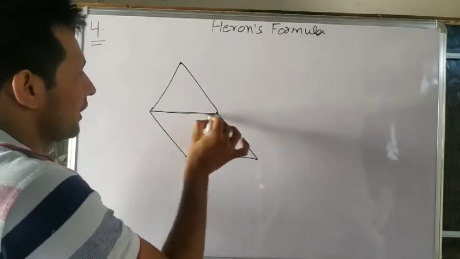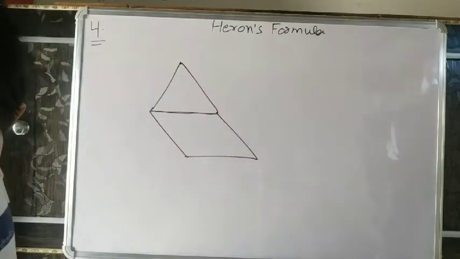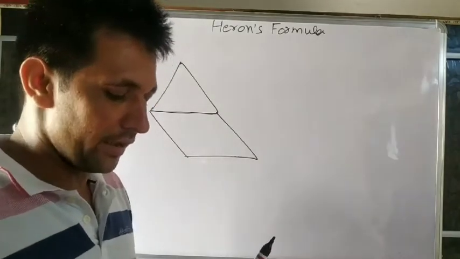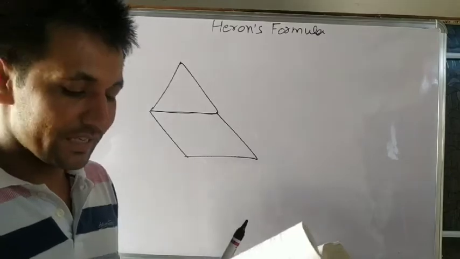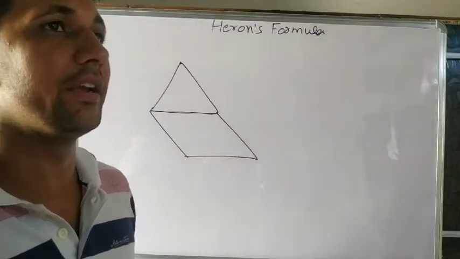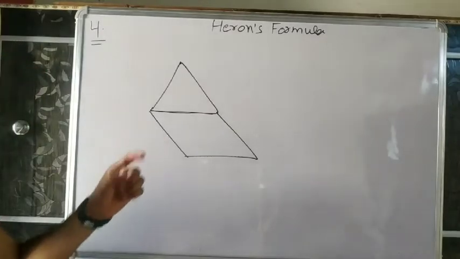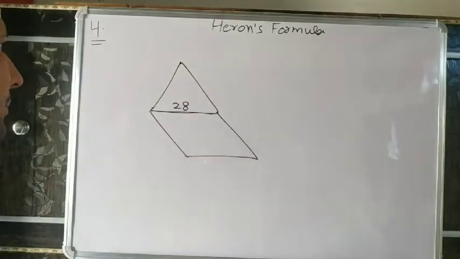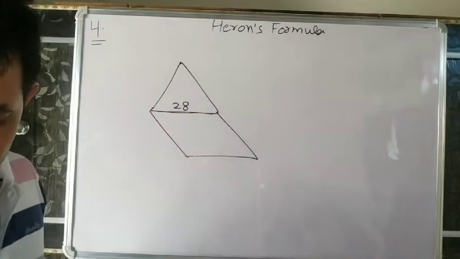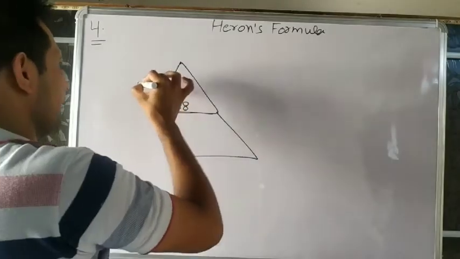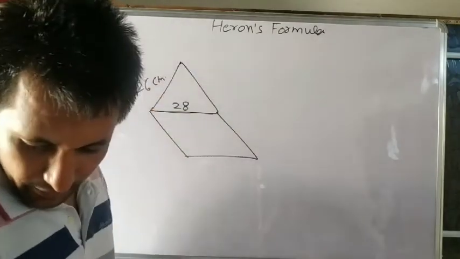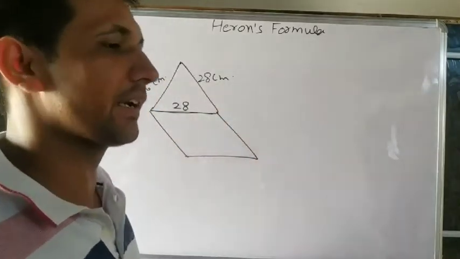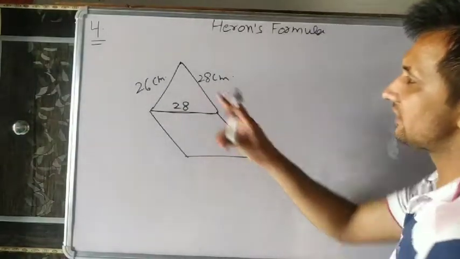It is the base. Understand? If the sides of a triangle are 26, 28 and 30 and the parallelogram stands on the base 28. It means if the parallelogram stands on 28, it is the base of the parallelogram. Stands on the side of 28 centimeter. The other two sides of the triangle are 26 centimeter and 30 centimeter. So two things are given. The triangle and parallelogram have the same base.